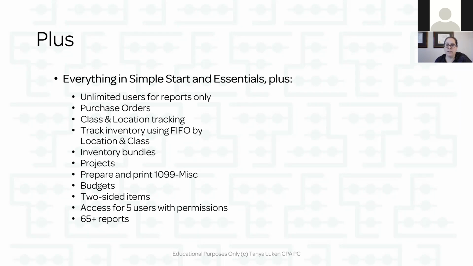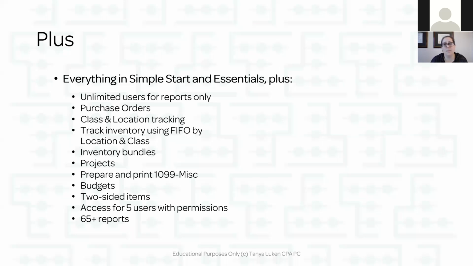It does inventory bundles, meaning that if you pretend that you own a gift basket business, and you have a cookie gift basket, for example, and you have 6 different types of cookies that you put in there, you can create an inventory bundle, which takes those 6 cookies, makes them into one bundle for a gift basket, and then you sell the whole basket.